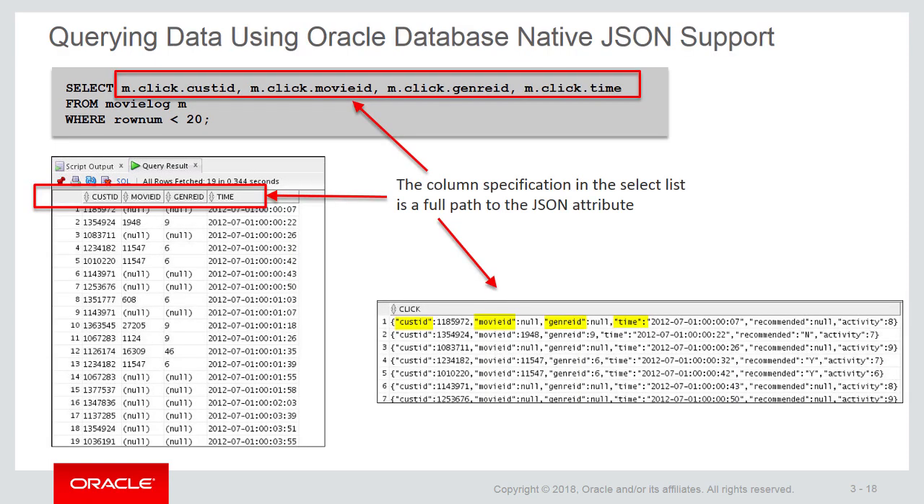Oracle Database 12c, 12.1.0.2 and higher includes native JSON support. This allows queries to easily extract attribute data from JSON documents. The column specification in the select list is a full path to the JSON attribute. The specification starts with the table alias M, which is required, followed by the external table column name, click, and then a case-sensitive JSON path such as genre_id. In the query example, we're only accessing the highlighted cust_id, movie_id, genre_id, and time JSON file attributes.